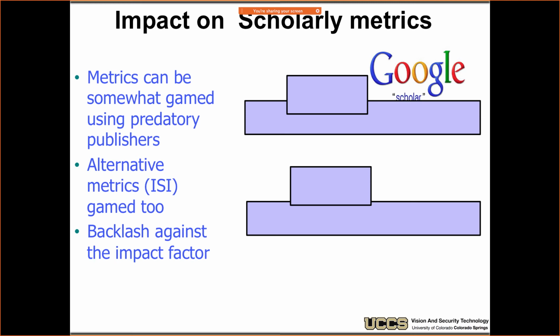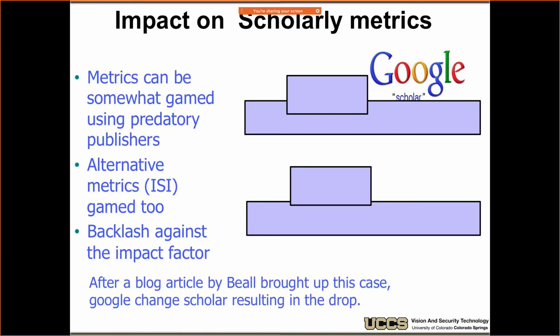So by using some of this stuff, there are documented cases of people who have gamed the system, not only in terms of being able to get tenure, but also playing games even with Google Scholar. Google Scholar will detect a certain number of things, and they're getting better and better at this. So metrics can be somewhat gamed by these predators. Alternative metrics, ISI, Web of Science, all this can be done.